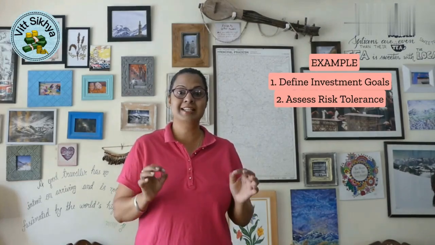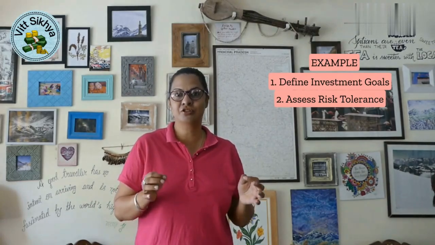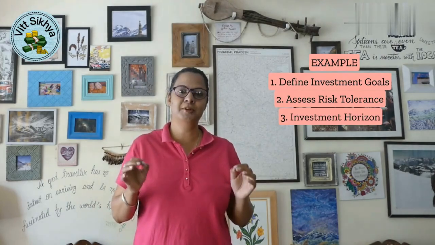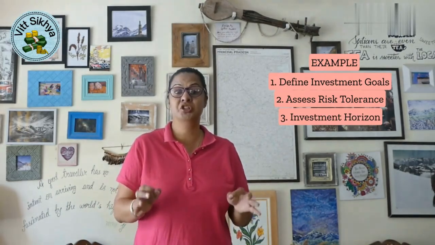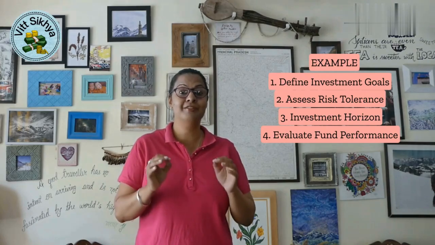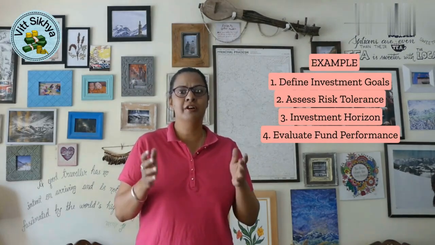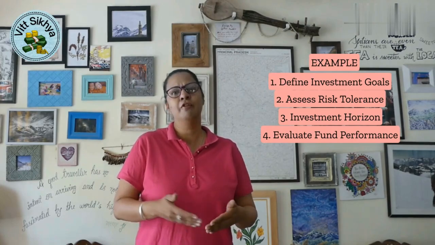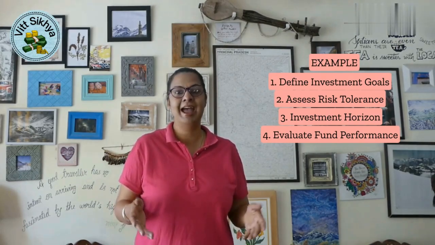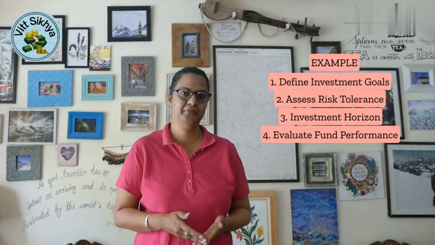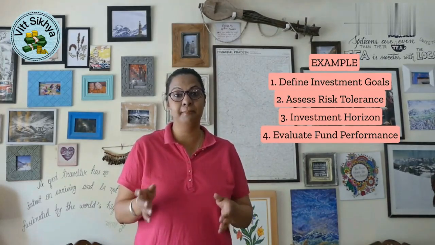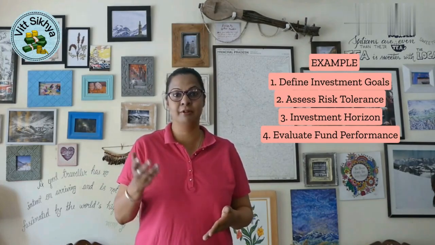Number 2, assess risk tolerance. High risk tolerance, so equity funds are suitable. Number 3, investment horizon. 10 years, which is a long-term horizon. Number 4, evaluate fund performance. Choose a few top performing equity funds. For example, look at Axis Blue Chip Fund, Mirae Asset Large Cap Fund, and HDFC Equity Fund. Check their 1 year, 3 years, and 5 years returns and compare them with the benchmark index, example Nifty 50.